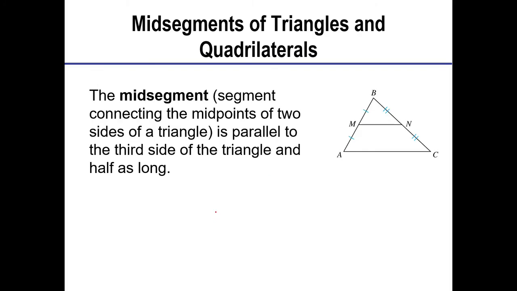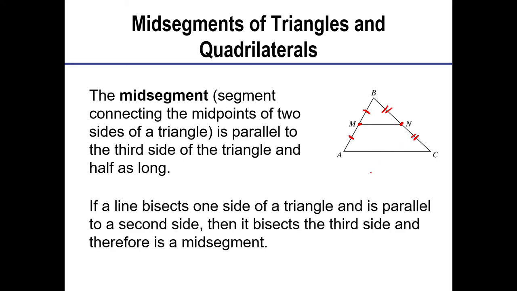The mid-segment, or segment connecting the midpoints of two sides of a triangle, is parallel to the third side of the triangle and half as long. So a mid-segment is essentially a line that crosses the triangle in which the point M bisects the segment AB and the point N bisects the other segment BC.